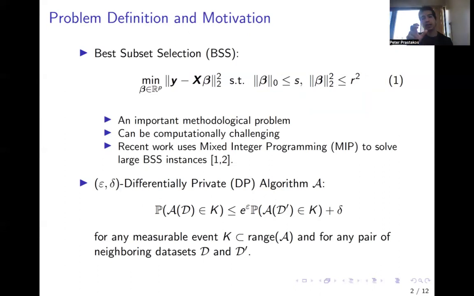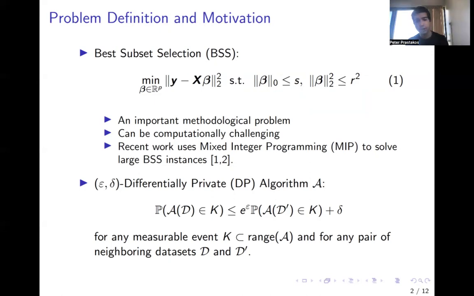And if we just had least squares with the L2 constraint, then we would have a convex problem that can be solved using standard algorithms like projected gradient descent. However, with the introduction of a sparsity constraint, we now have a hard combinatorial problem that is non-convex. And so recent work has involved using mixed integer programming to solve BSS in larger instances.